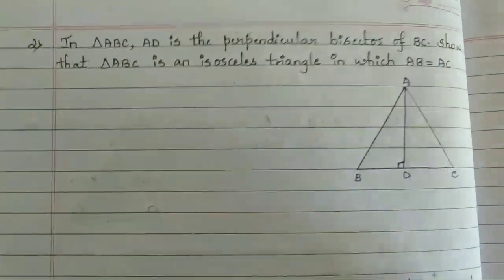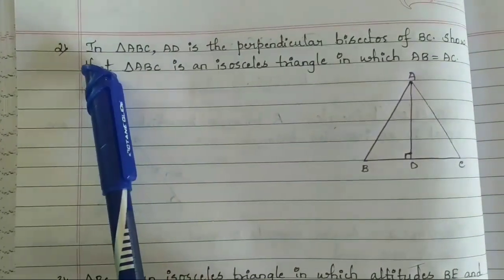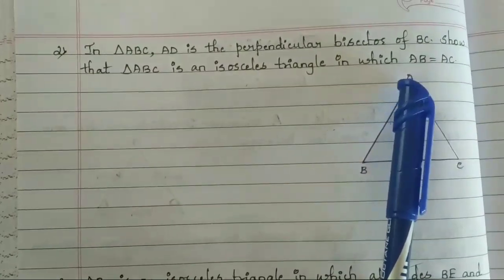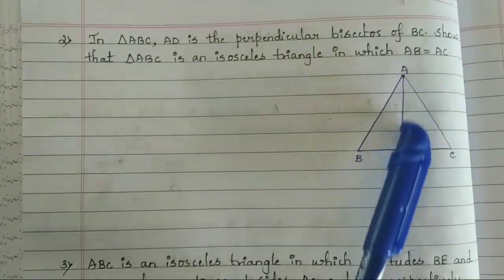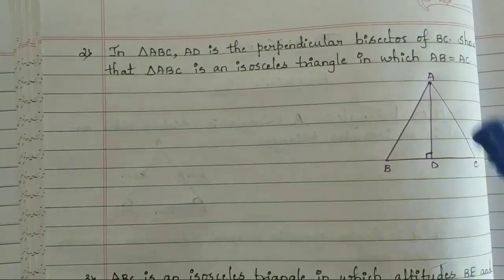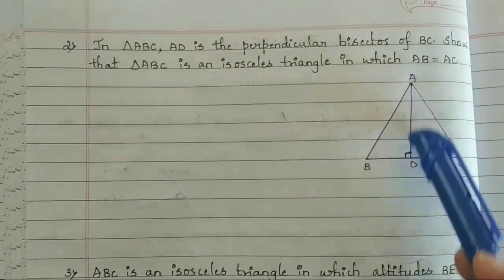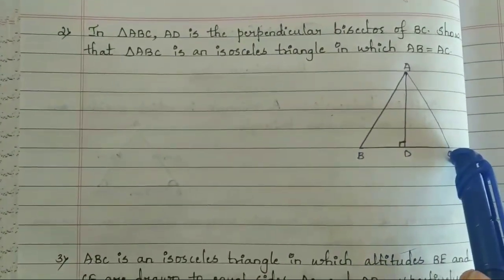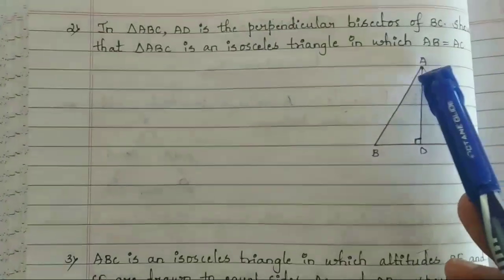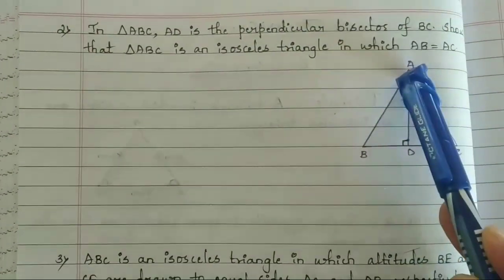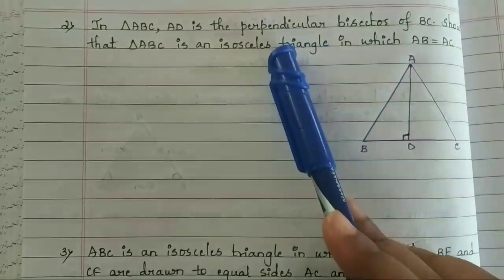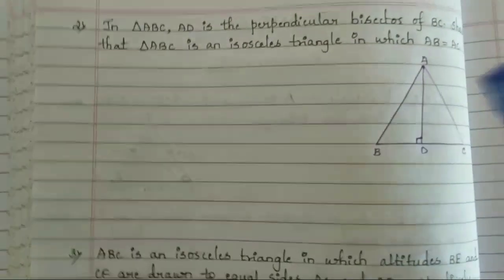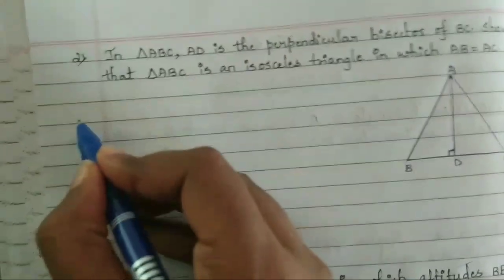Okay, we can see the second question here. In the second question it is given that in triangle ABC, AD is the perpendicular bisector of BC. This AD is the line which is perpendicular to the line BC. Show that triangle ABC is an isosceles triangle, where AB is equal to AC.